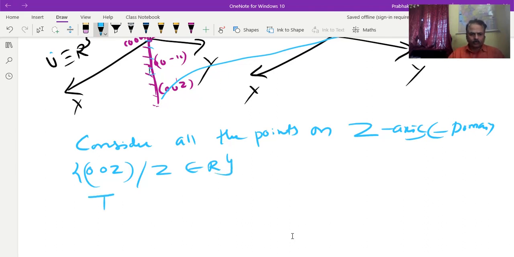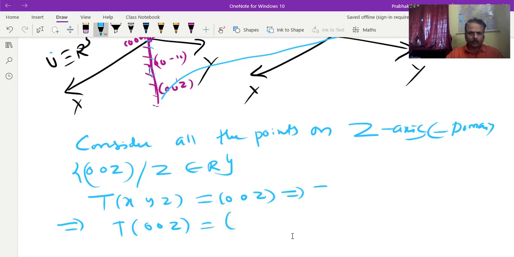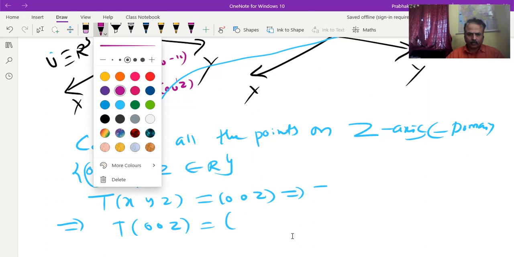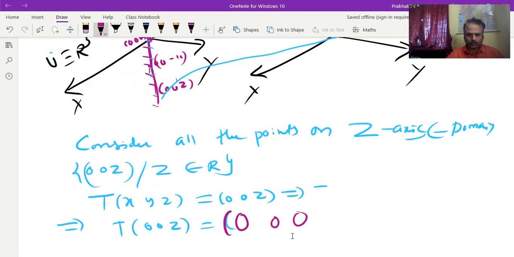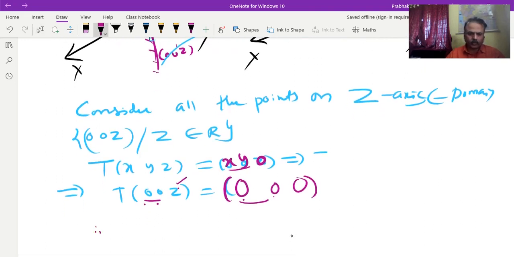Then according to this transformation, T of x, y, z equal to x, y, 0. If I take a point on z axis, all the points are going to map to 0, 0, 0, because 0, 0 remains as 0, 0 according to the transformation. This is the transformation given: x remains as x, y remains as y, z part is becoming 0. Therefore, we claim that kernel of the given transformation is z axis. Note that the dimension of z axis is 1.